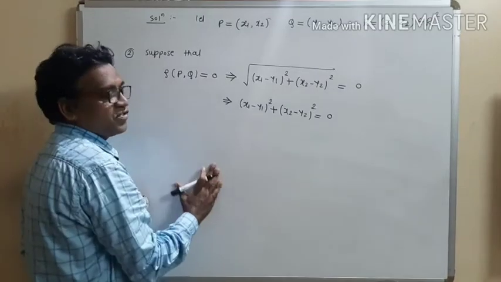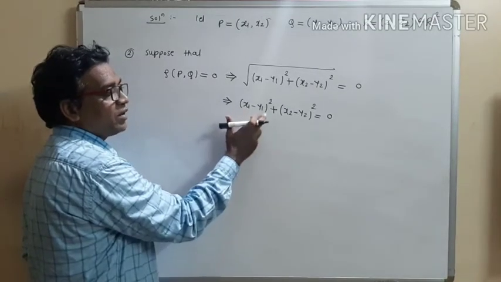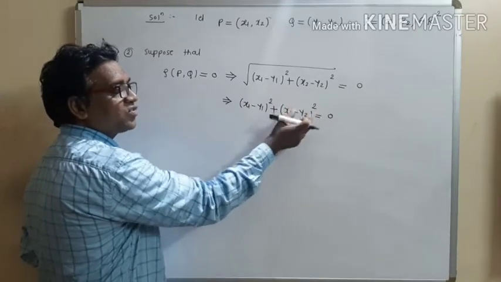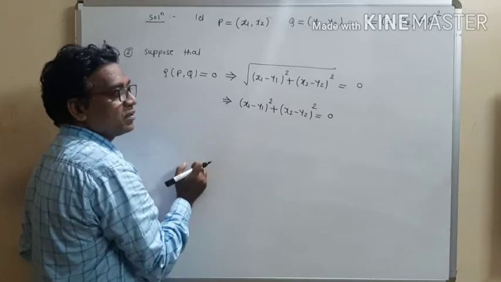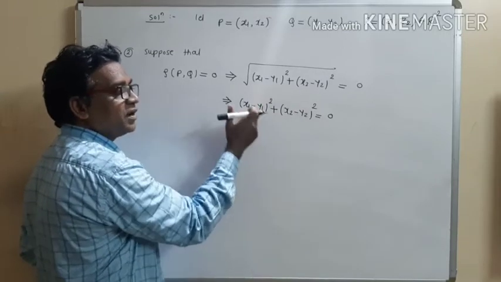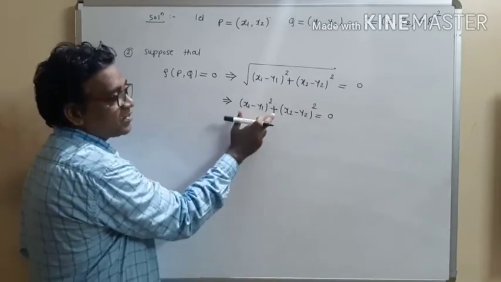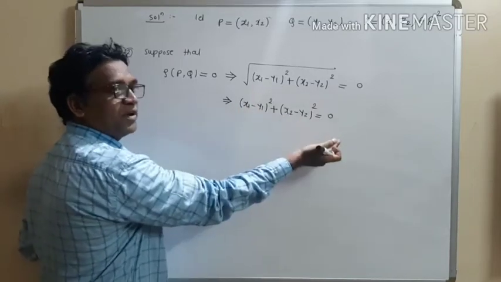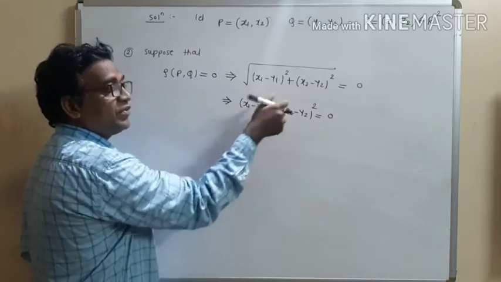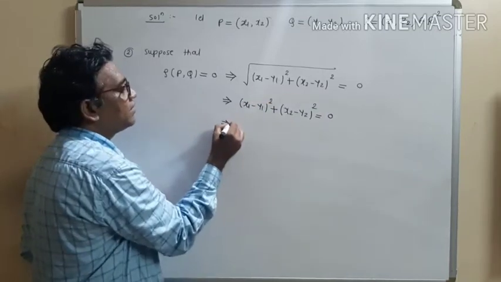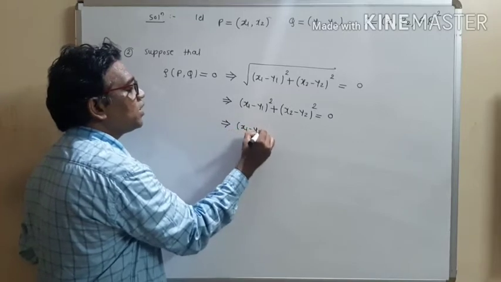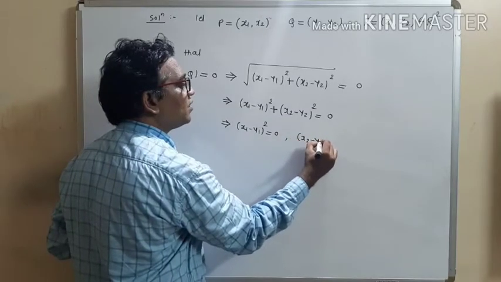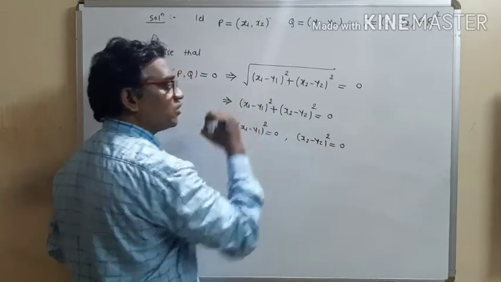Now see, what is this equation? (x1 minus y1) bracket square, this is a non-negative term. (x2 minus y2) bracket square term, it is again non-negative. And sum of non-negative terms is non-negative. And if a sum of non-negative terms is 0, then obviously every term is 0. So this implies, just take this term (x1 minus y1) bracket square is 0, as well as this second term (x2 minus y2) bracket square equal to 0.